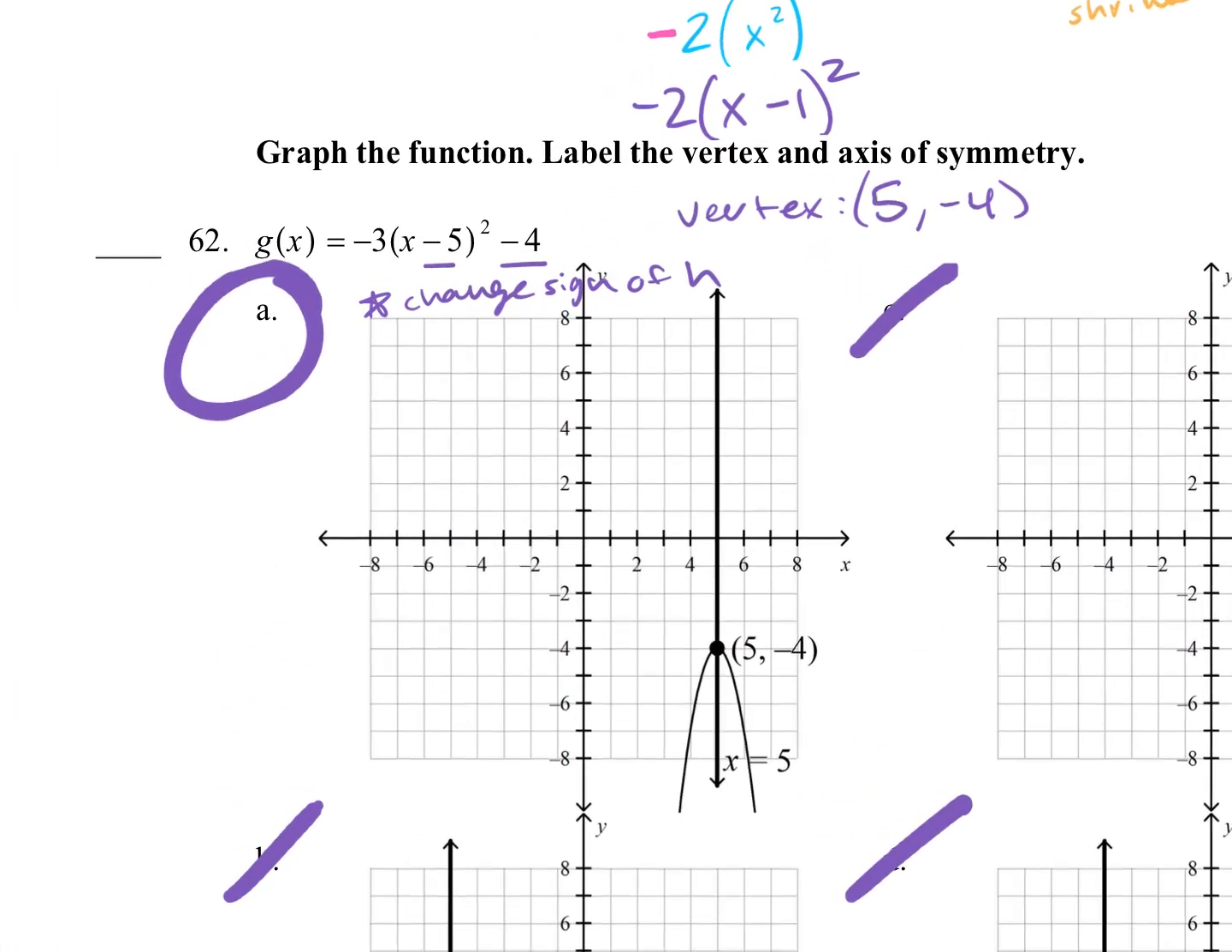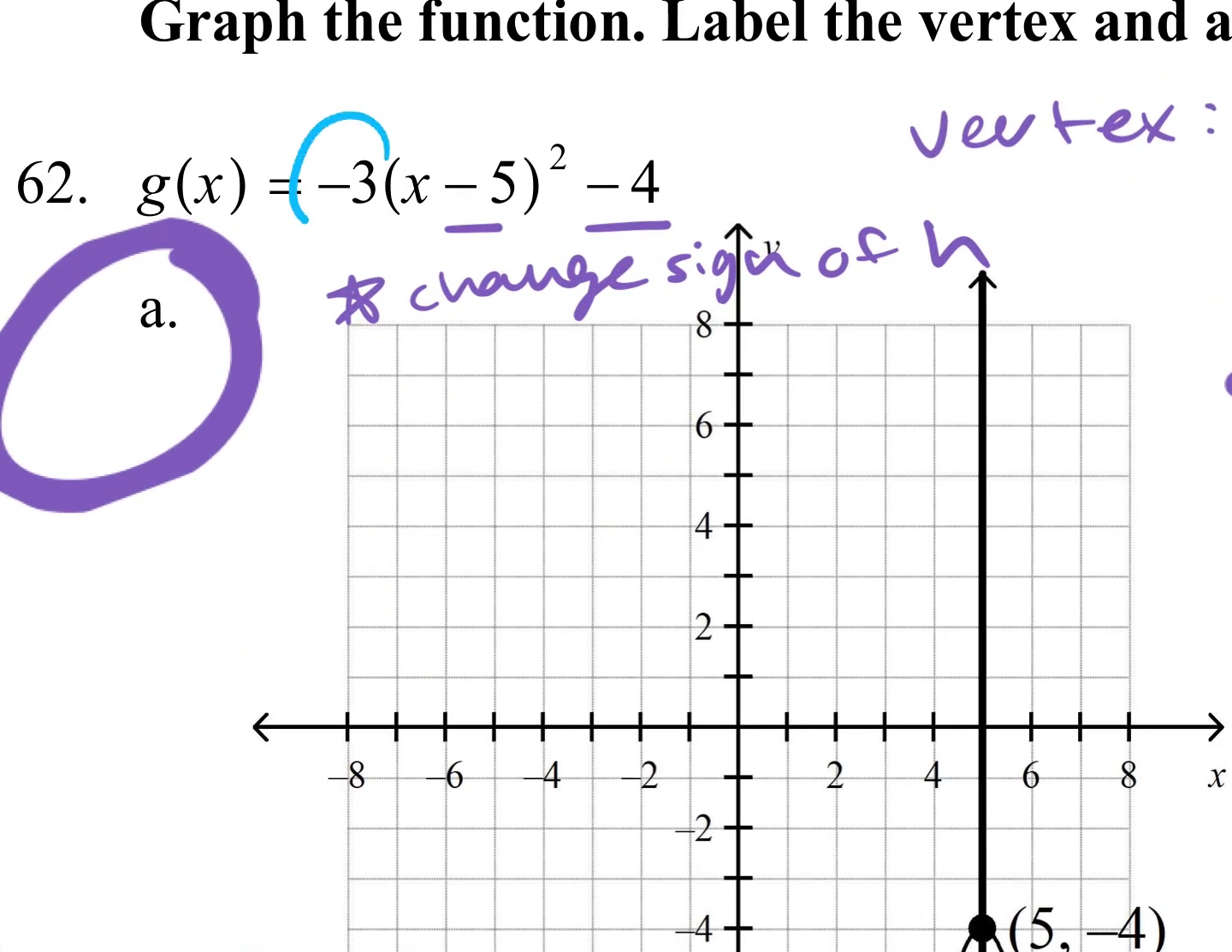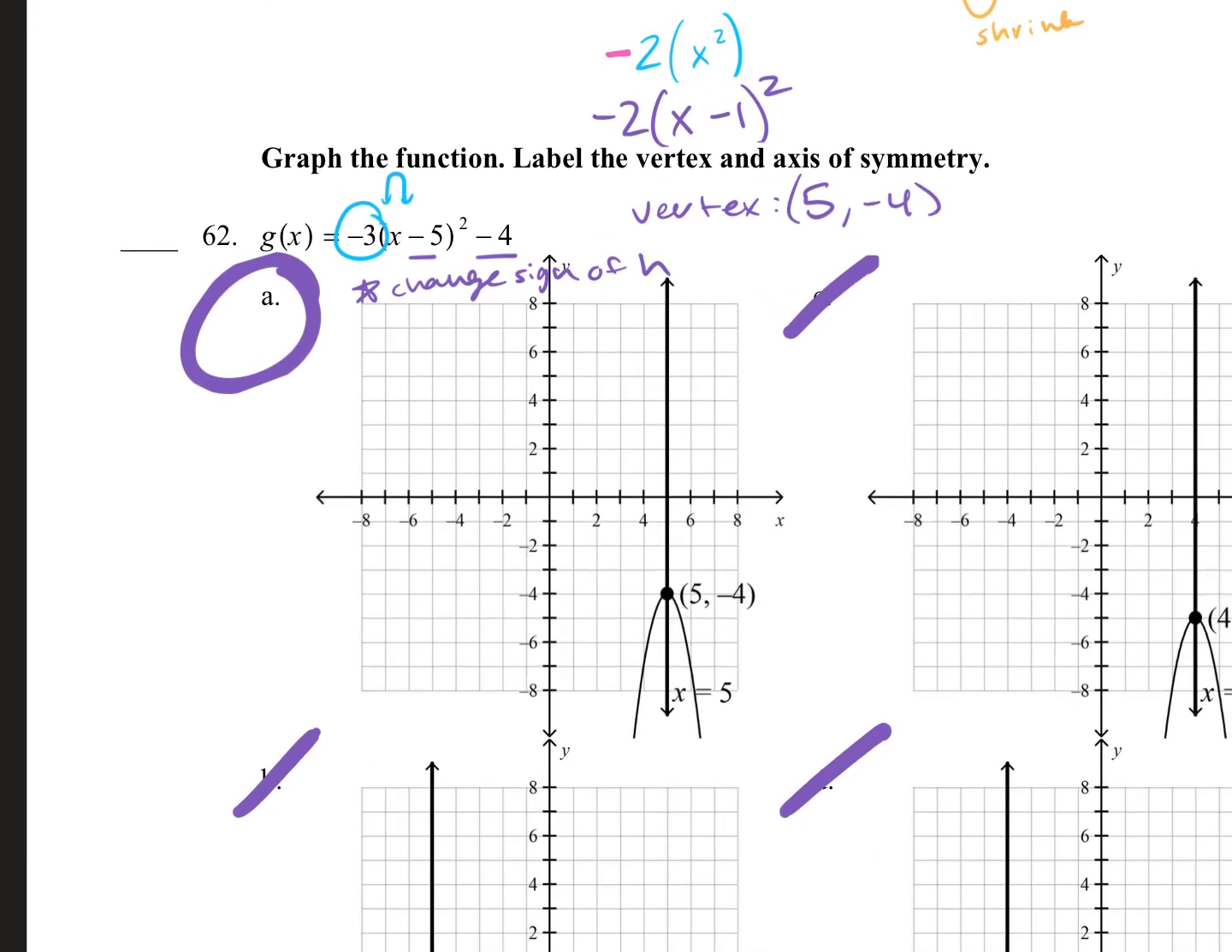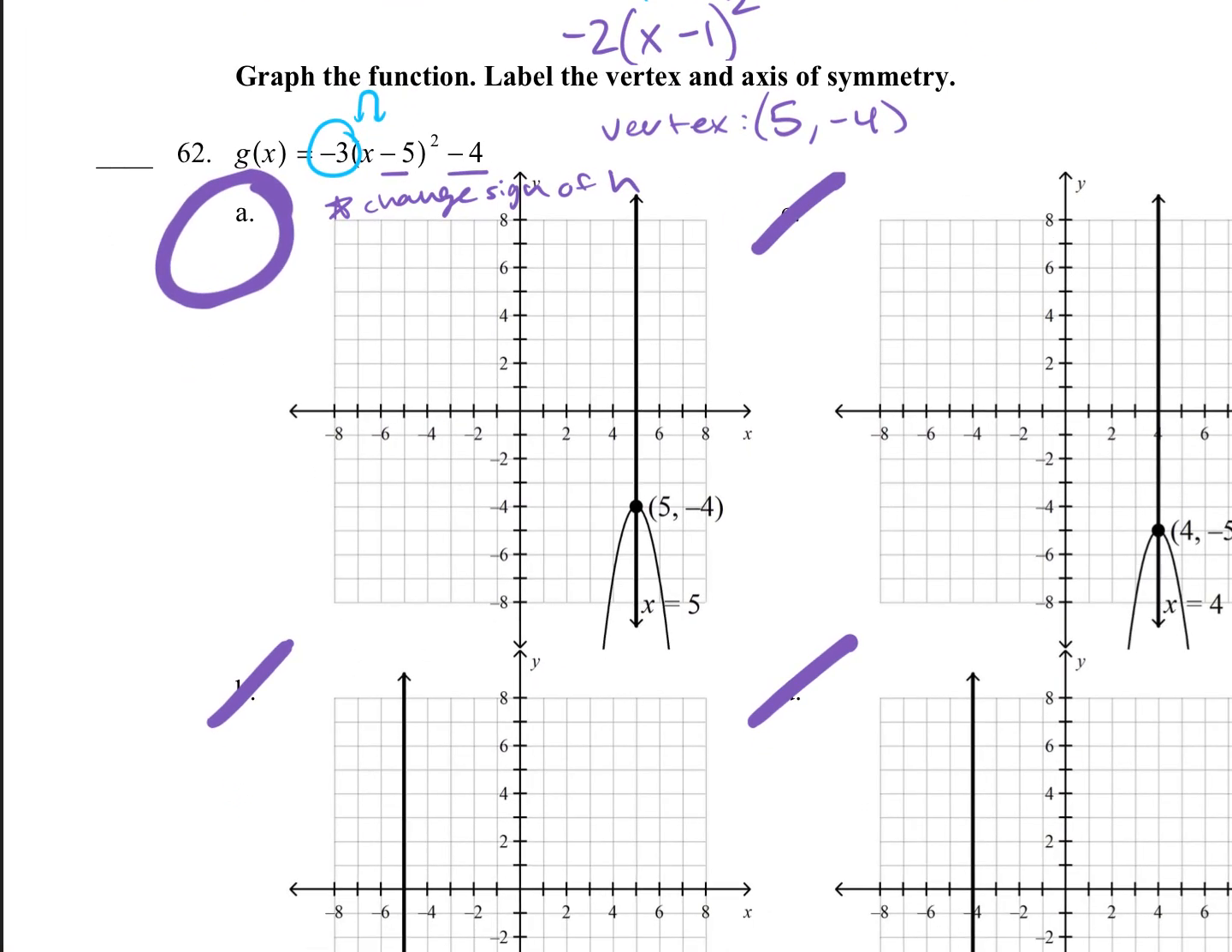We also, even though all of our graphs here open down, we knew from the start our graph was going to open down because A is negative. So this tells us that the graph opens down. So usually just knowing that your graph opens up or down will help you eliminate answer choices too.